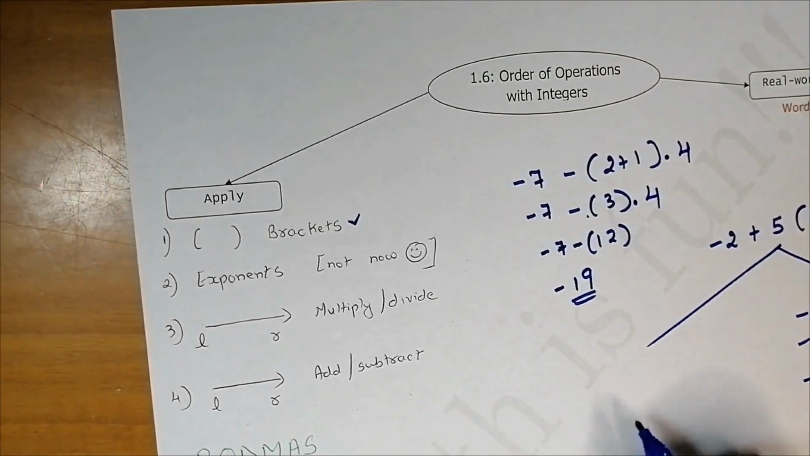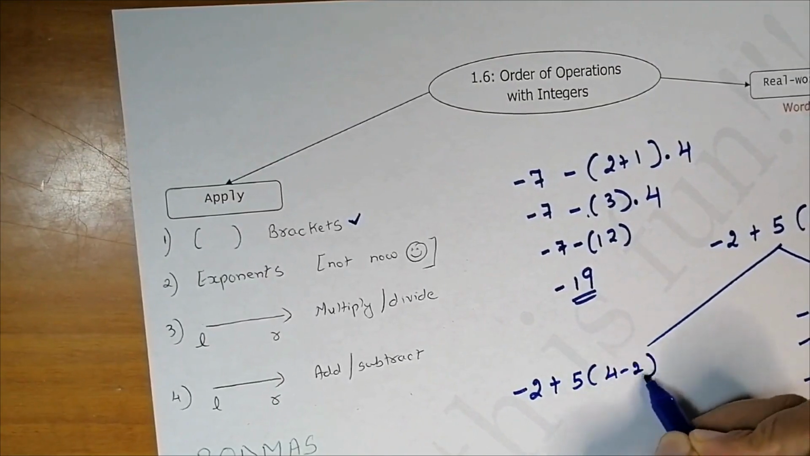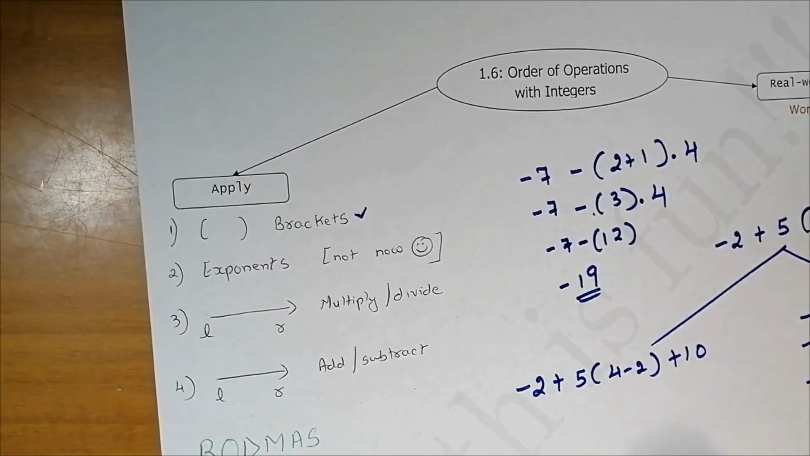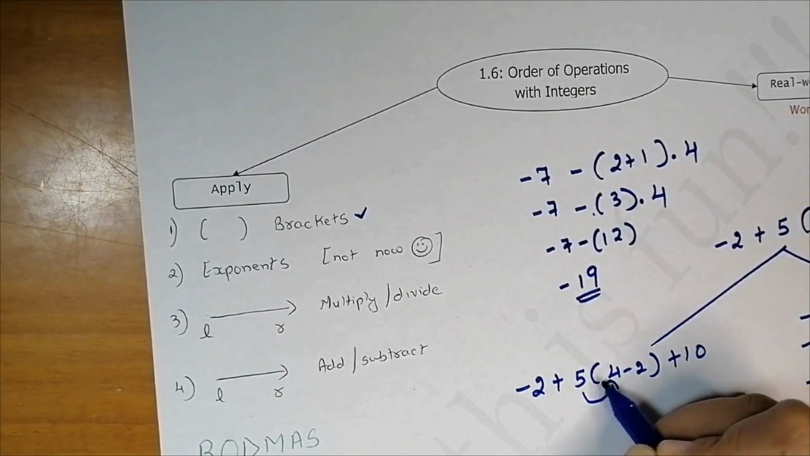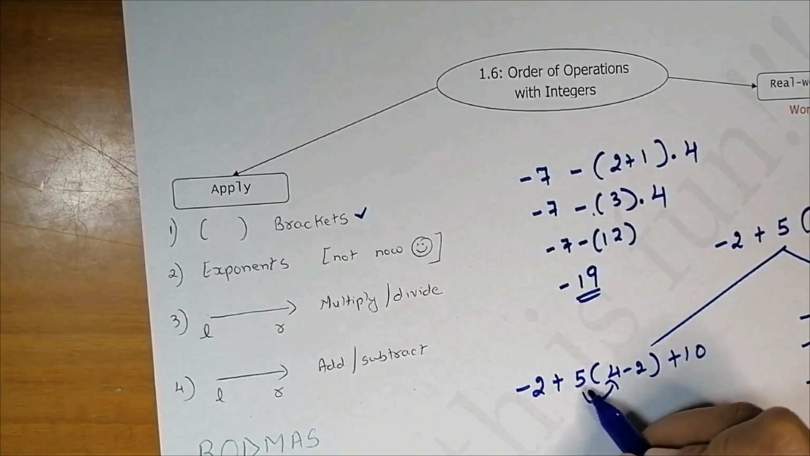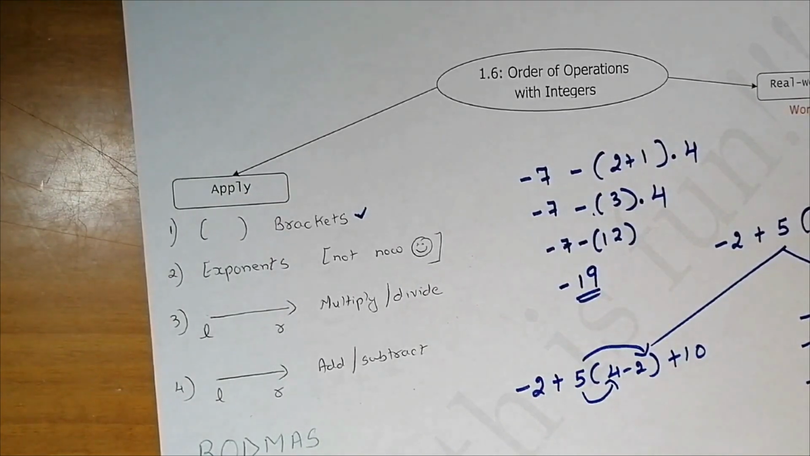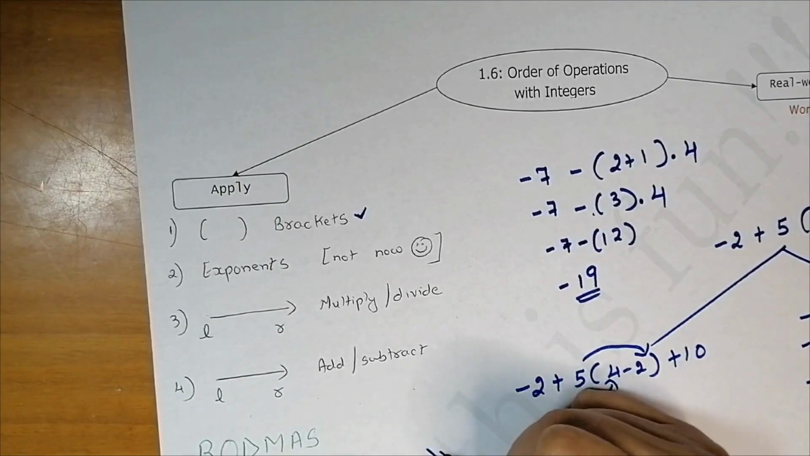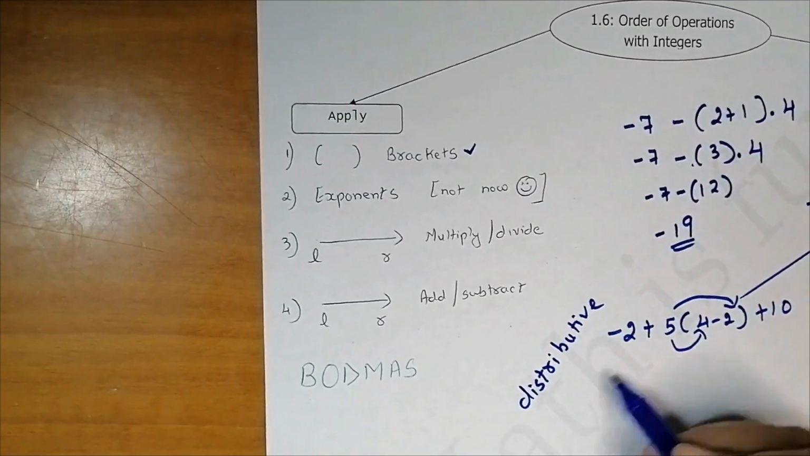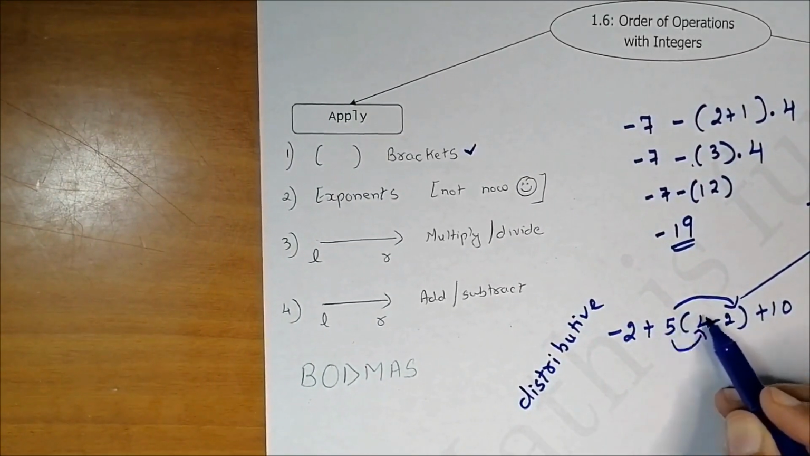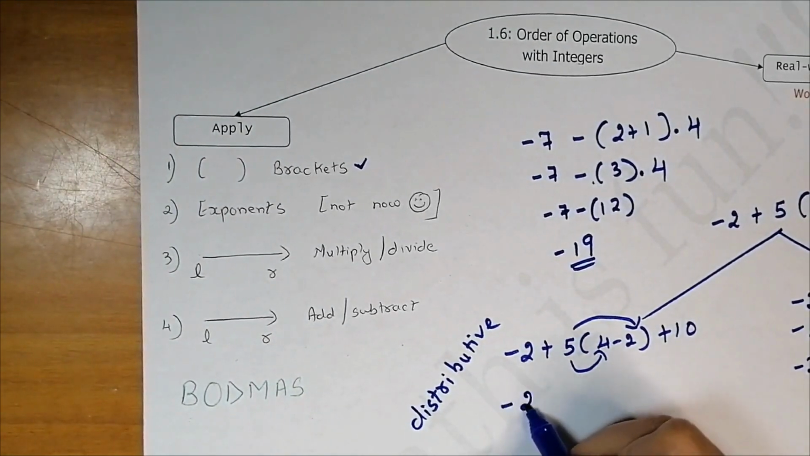Let's go the other way. And this is -2. I'll copy the equation again here: 4 minus 2 and plus 10. In this case, what we do is this 5 is multiplied with the whole bracket, right? So everything inside the bracket gets multiplied. So we multiply 5 with 4 and we multiply 5 with 2 also. This is called the distributive property. Basically, you distribute this 5 in the sense that you multiply it with each of the elements within the bracket.